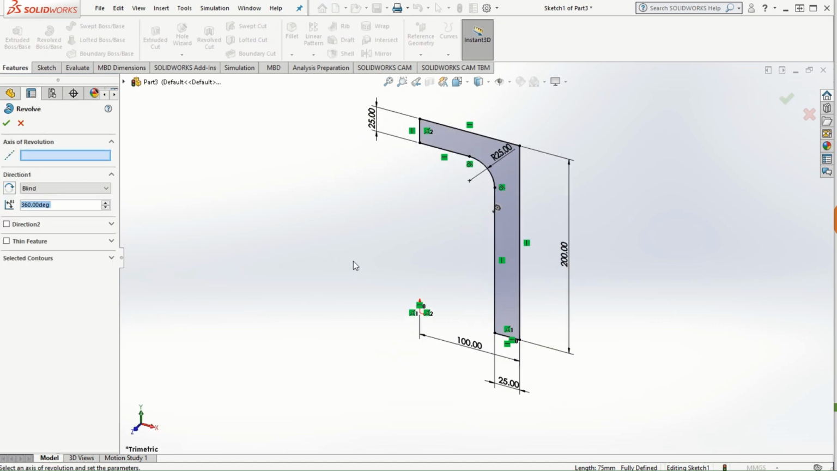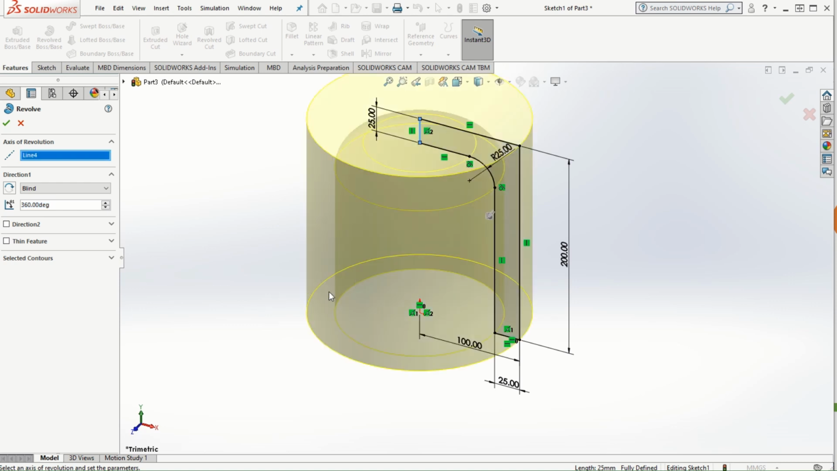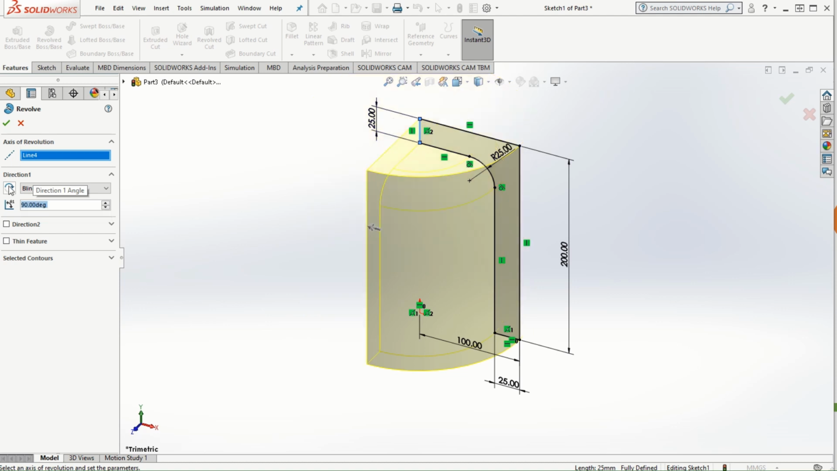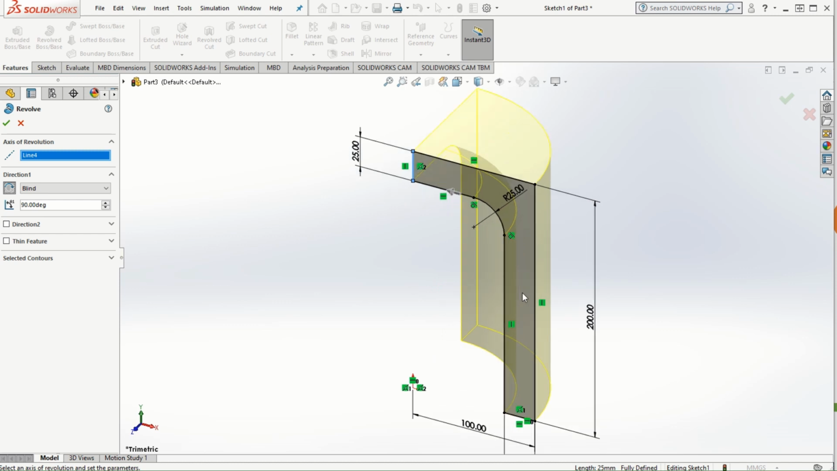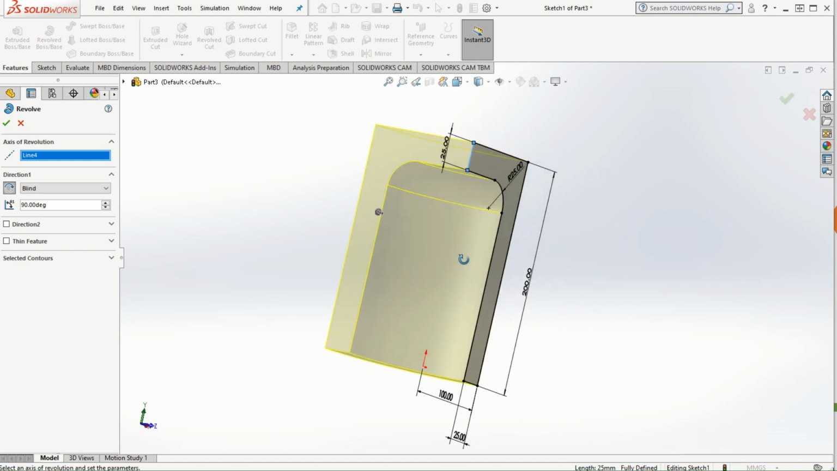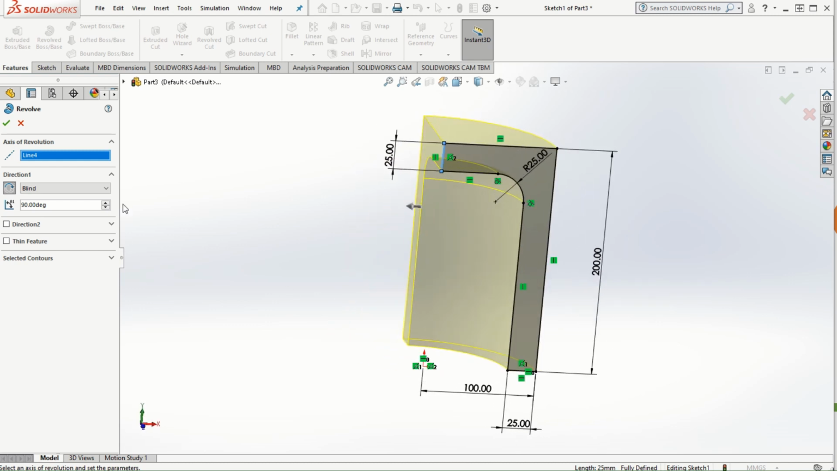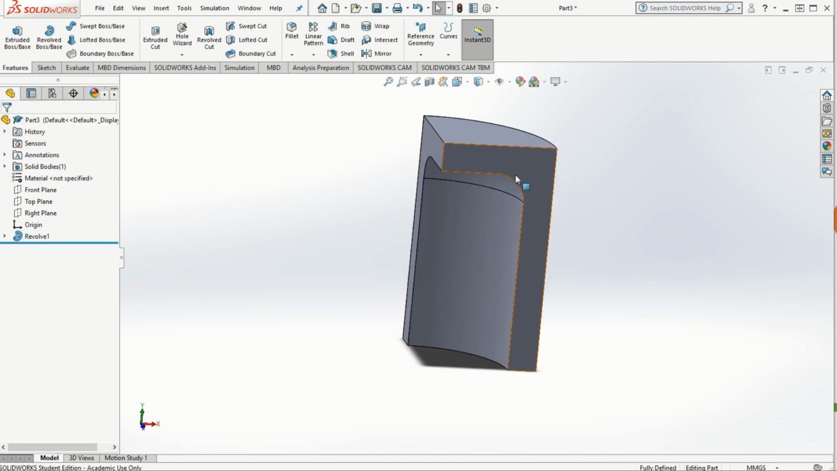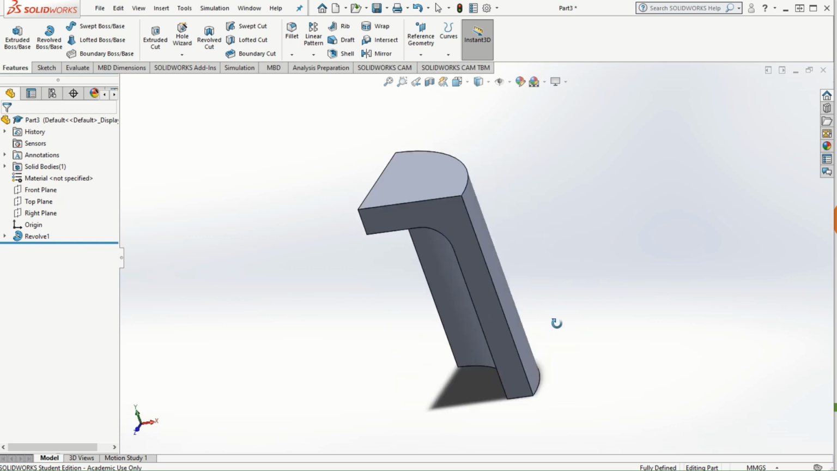So I will revolve this with the axis of revolution right there, and let's revolve it by 90 degrees. I'm going to take it to the other side. Alright, so that's revolving the cross section by 90 degrees. And again, even if we consider a solid model, we don't really need to consider a complete 360 degrees revolved body. We can just simply revolve it by some angle and then define the boundary conditions accordingly, so that we can analyze that particular component. Alright, so let's click OK, and that's the solid model that we have.